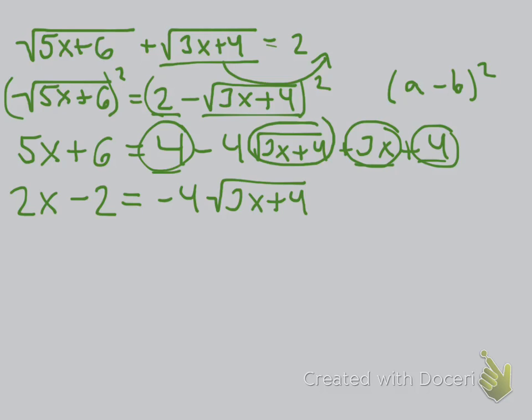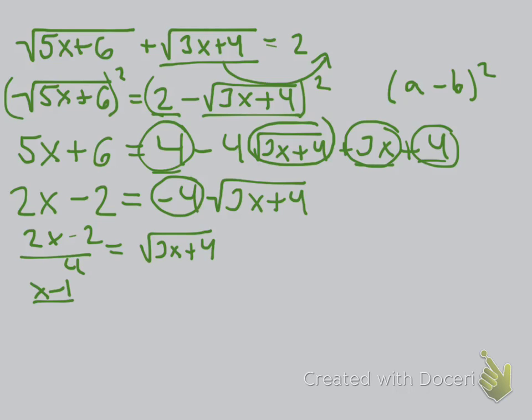Okay? One last thing it's probably a good idea to do as well is to get this negative 4 over to the other side. And I can do that by dividing. So I have 2x minus 2 over 4 equals root 3x plus 4. So you see why I was a little bit scared of the amount of room I had in this problem. And I can simplify this left-hand side. This is just x minus 1 over 2 equals root 3x plus 4.